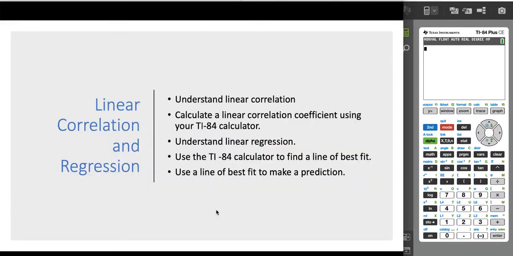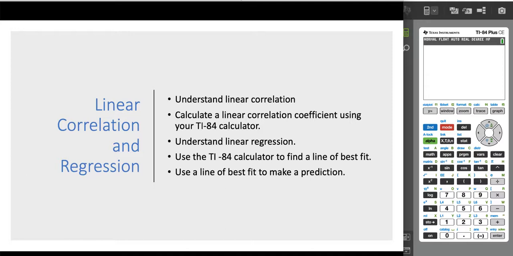So the first thing we're going to do in this screencast is understand what linear correlation is all about. We're going to look at a specific example. I'm going to show you how to calculate a linear correlation coefficient using your calculator. There are formulas in your book. MyMathLab might direct you to use those formulas. I strongly suggest you don't. The calculator is the best way to do this.